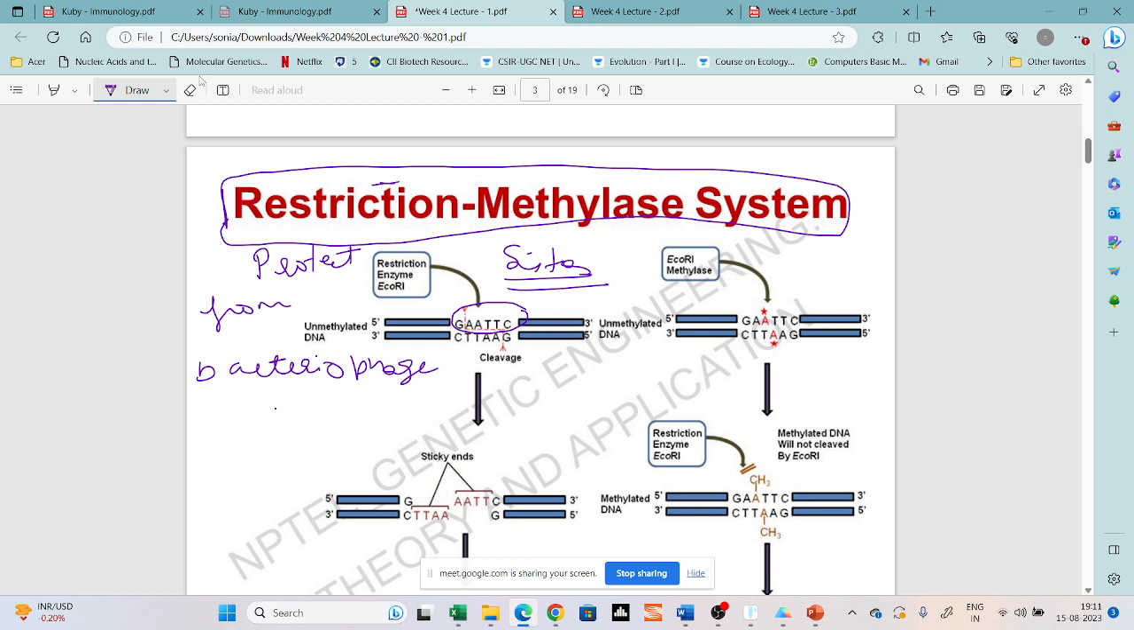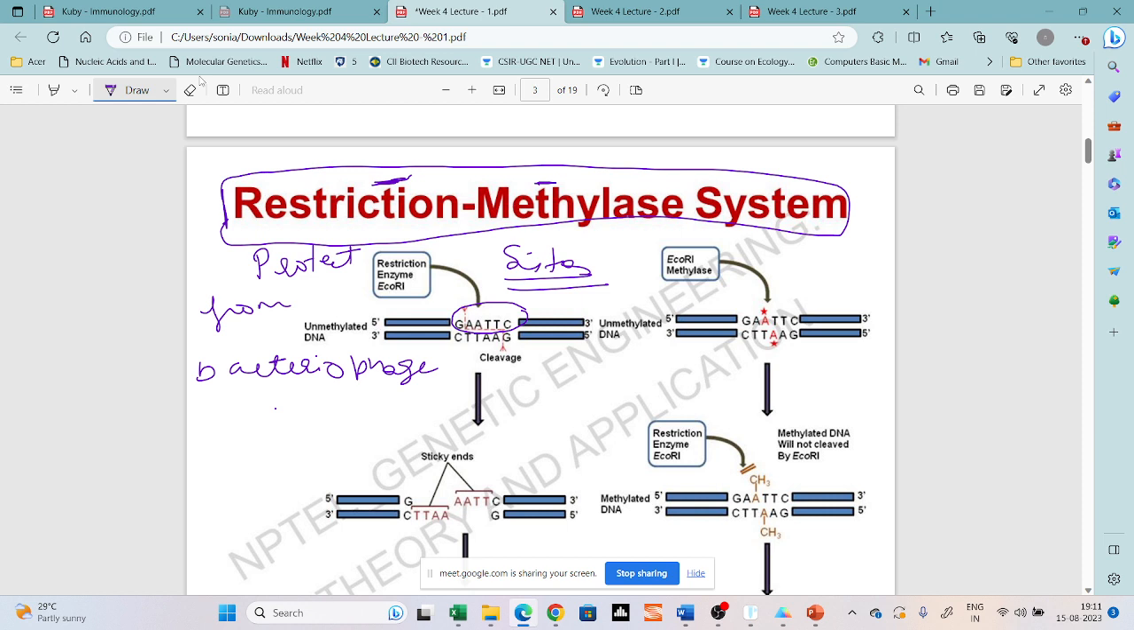So restriction means that it is cleaving the genome of the foreign DNA, and methylase means that it is methylating its own DNA, so that once the DNA is methylated, the restriction enzyme is not able to cleave it. So the restriction methylase system is a defense mechanism by bacteria, by which restriction cleaves the DNA of foreign genome, and methylase methylates its own genome, so that it is able to recognize self and non-self, and therefore it is not going to cleave its own DNA.